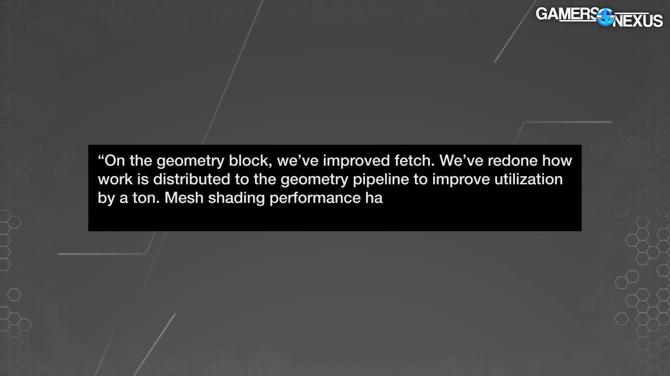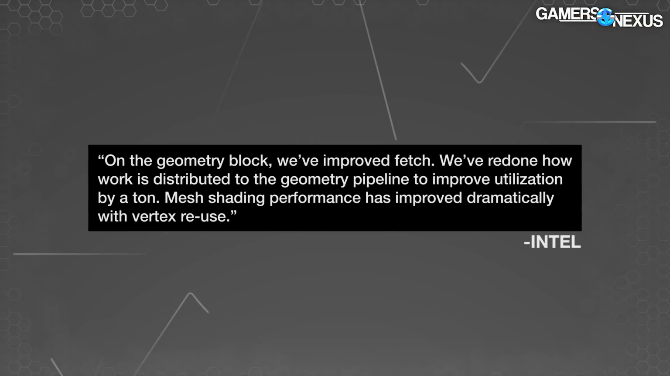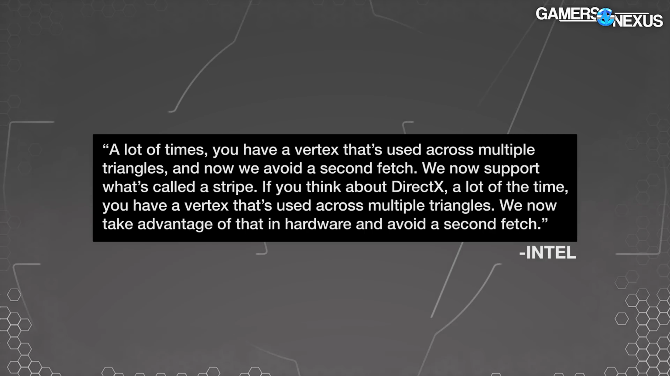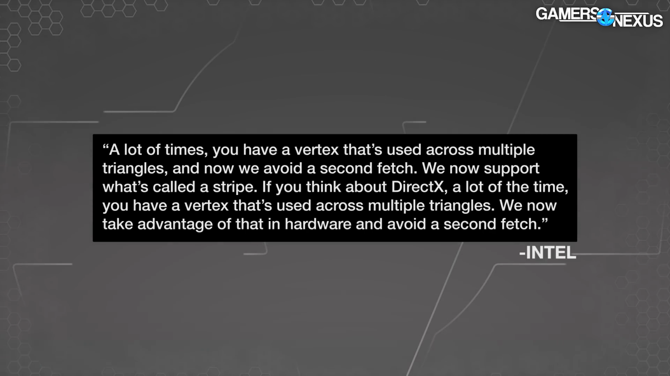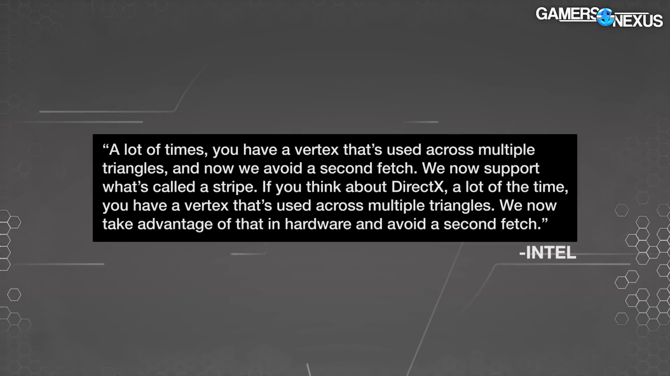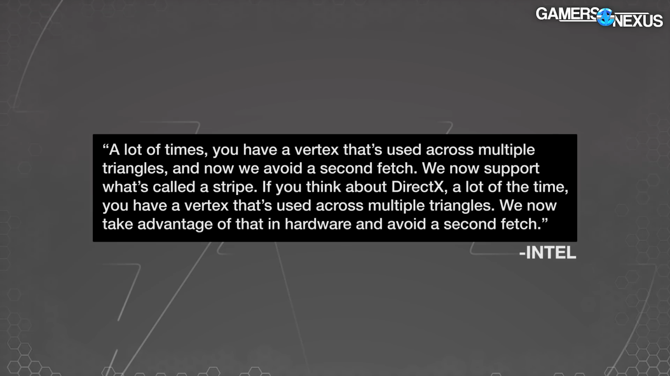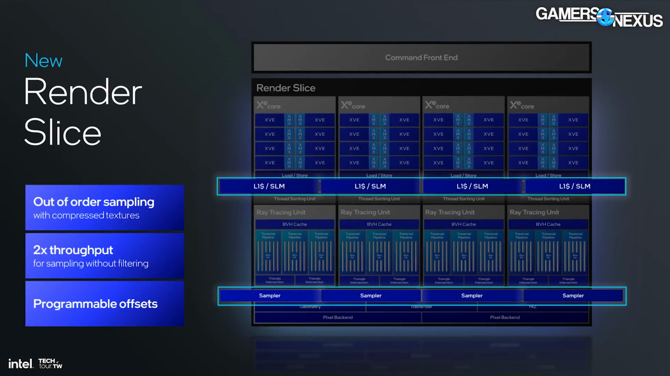Quote, "On the geometry block, we've improved fetch. We've redone how work is distributed to the geometry pipeline to improve utilization by a ton. Mesh shading performance has improved dramatically with vertex reuse. A lot of times you have a vertex that's used across multiple triangles, and now we avoid a second fetch. We now support what's called a stripe. If you think about DirectX, a lot of the time you have a vertex that's used across multiple triangles. We now take advantage of that in hardware and avoid the second fetch. So this is another waste reduction." Avoiding a fetch keeps that resource for other transactions.